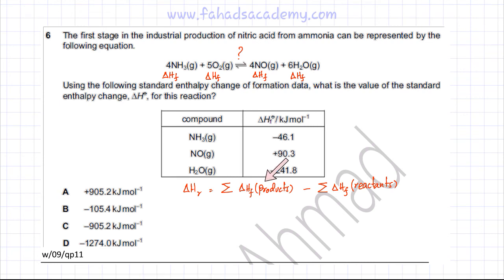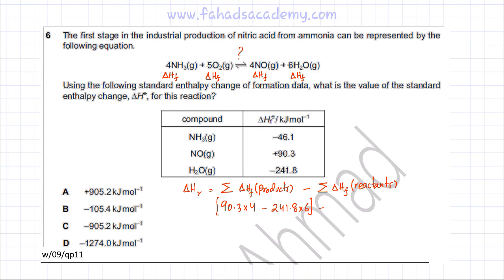So summing the enthalpy of formation of products, first my products are NO and H2O. For NO, the enthalpy of formation that's given is 90.3. There are 4 nitrogen monoxide molecules, so this 90.3 is for 1 mole. So for 4 moles, it's going to be multiplied by 4. So that's one of my products. The other product is H2O, and the enthalpy of formation of H2O gas is given as minus 241.8, but there are 6 water molecules. So I need to multiply this by 6, because I have 6 water molecules.